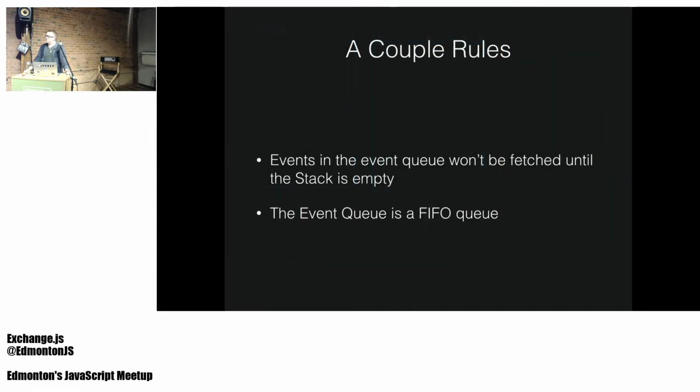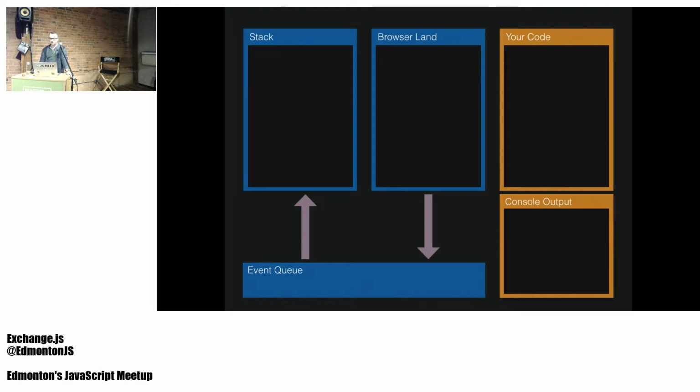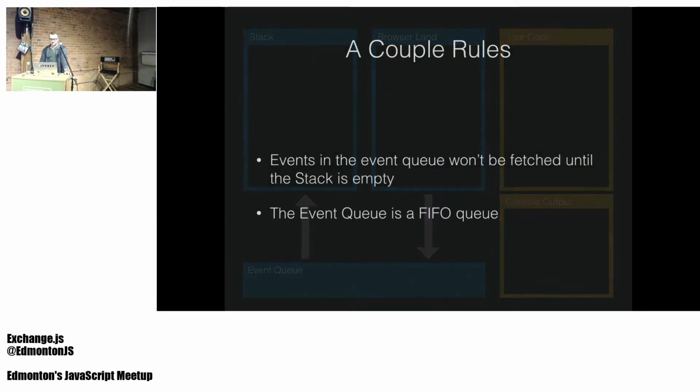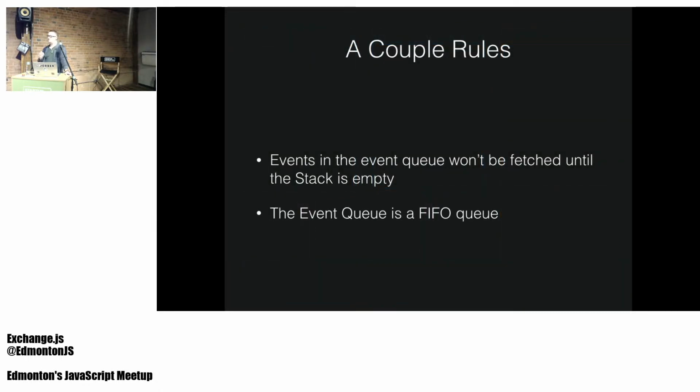A few rules about the event loop. The first is that events in the event queue will never be fetched until the stack is empty. So if there is anything on the stack at any given time, the queued events will not execute. And the event queue is a first in, first out queue.